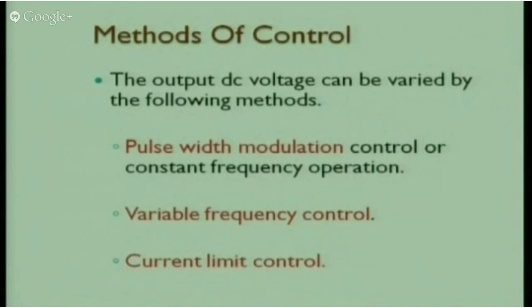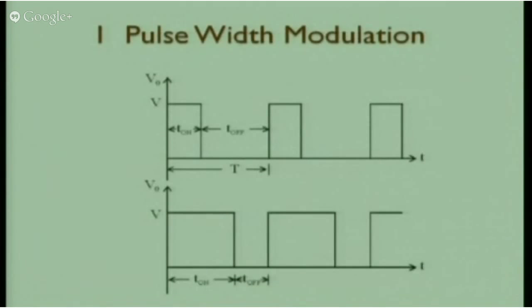The methods of control. Let's see what the methods are. The output DC voltage can be varied by the following methods. One is pulse width modulation control. This is a very, very popular control. Pulse width, PWM voltage, or constant frequency operation. Here the frequency is constant. In pulse width, your frequency remains constant. Then variable frequency control and current limit control. These are normally the methods of control. Let's see what these are.